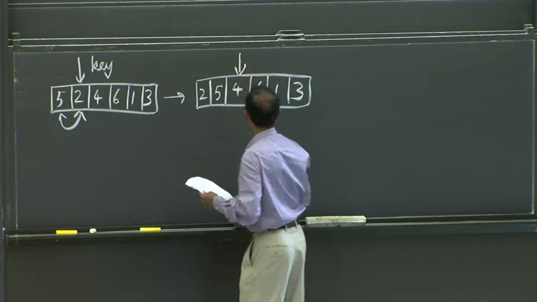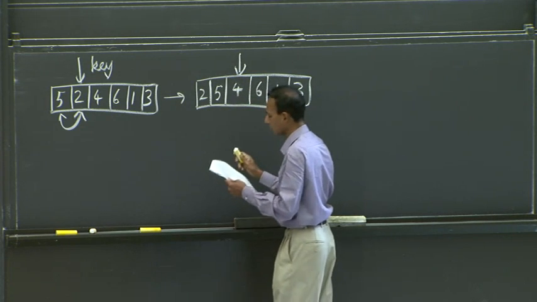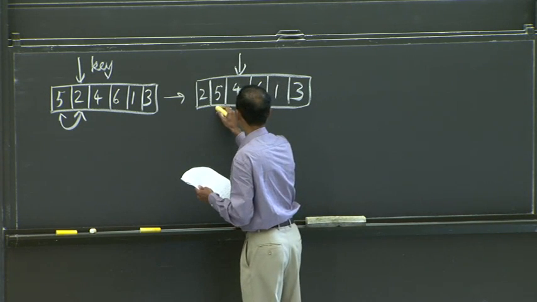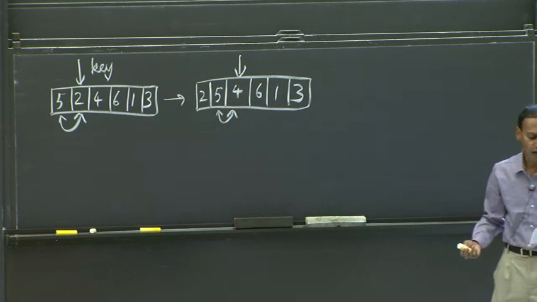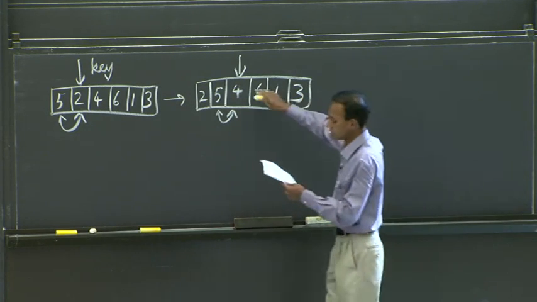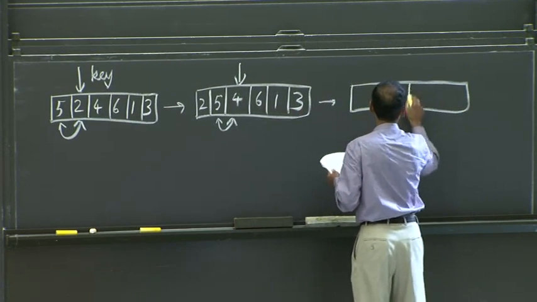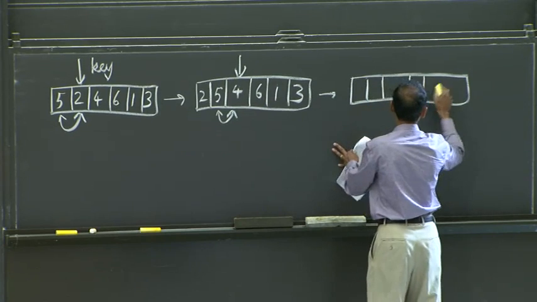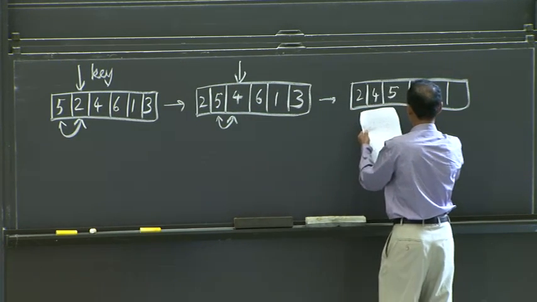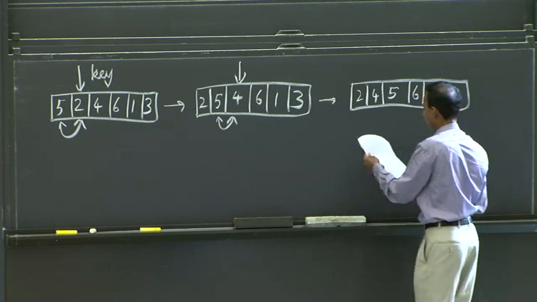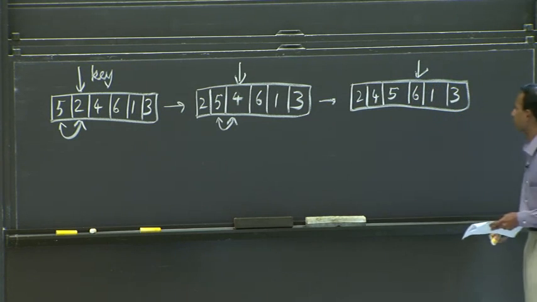Now your key is here at item 4. Again, you need to put 4 into the right spot, and so you do pairwise swaps. In this case, you have to do 1 swap, and you get 2, 4, 5. And you're done with this iteration. So what happens here is you have 2, 4, 5, 6, 1, 3. And now the key is over here at 6.